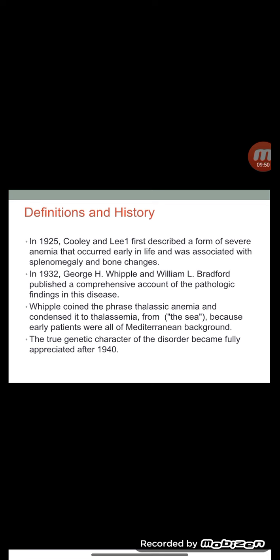In 1925, Cooley and Lee first described a form of severe anemia that occurred early in life and was associated with splenomegaly and bone changes. In 1932, George H. Whipple and William L. Bradford published a comprehensive account of the pathologic findings in this disease. Whipple coined the phrase thalassemic anemia and condensed it to thalassemia from the word thalassa, meaning sea, because early patients were all of Mediterranean background. The true genetic character of the disorder became fully appreciated only after 1940.